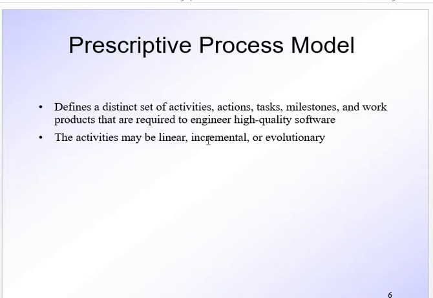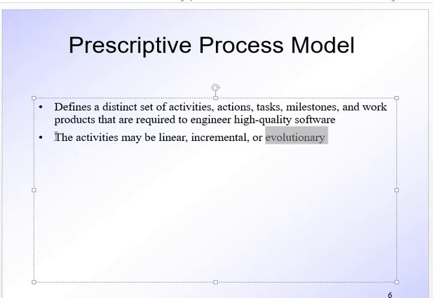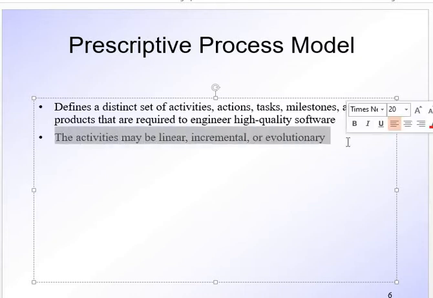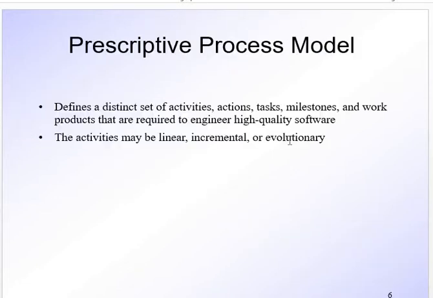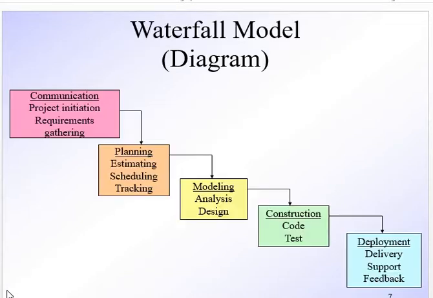The activity may be linear, incremental, or evolutionary. These terms will be explained in detail once we cover all the modules. But for that, we have to understand one of the models to understand this line. So we are starting with the generic process model.